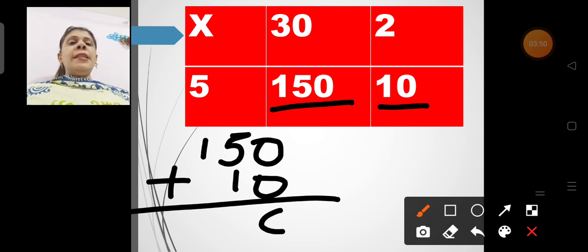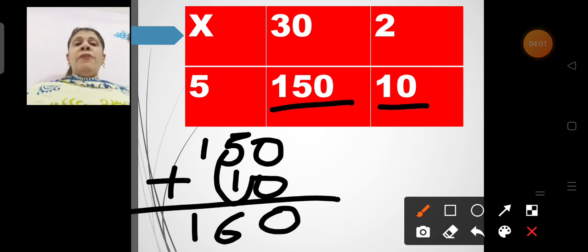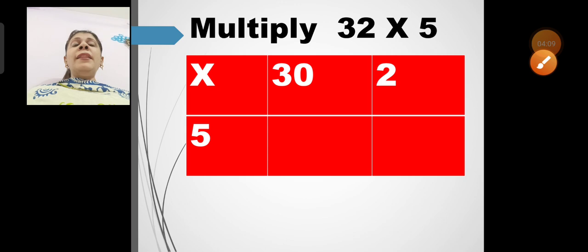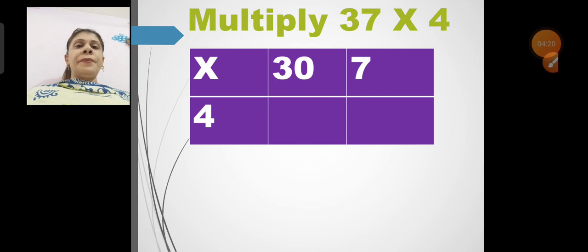So 0 plus 0 will be 0. 5 plus 1 will be 6. And 1: below 1, no number is there, so we will write that 1 down. So when we add 150 plus 10, we get our answer 160. So when we multiply 32 by 5, what answer are we getting? 160. Understood, children? Now next sum we'll see.